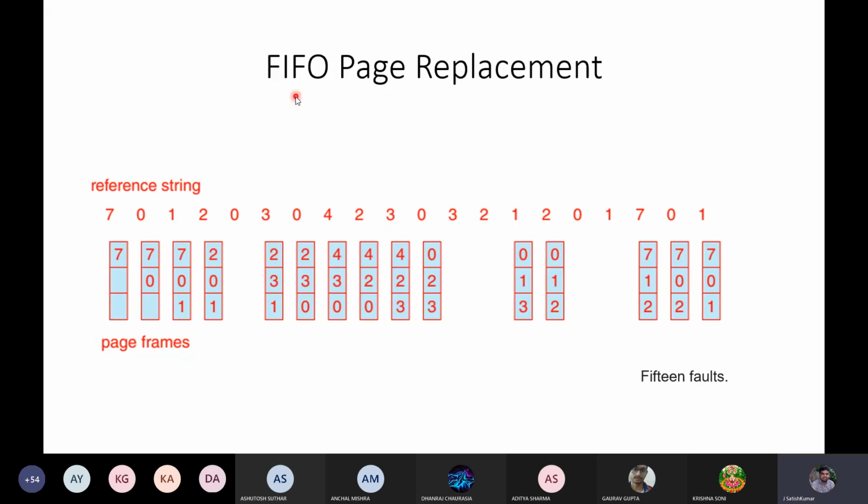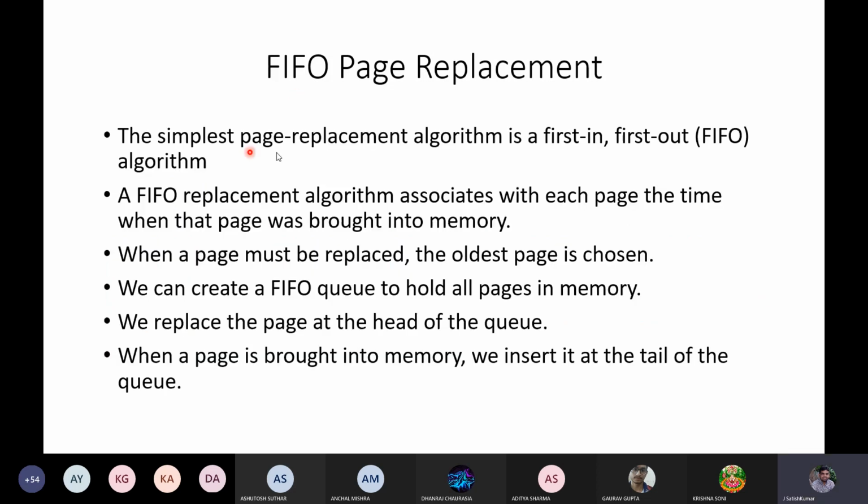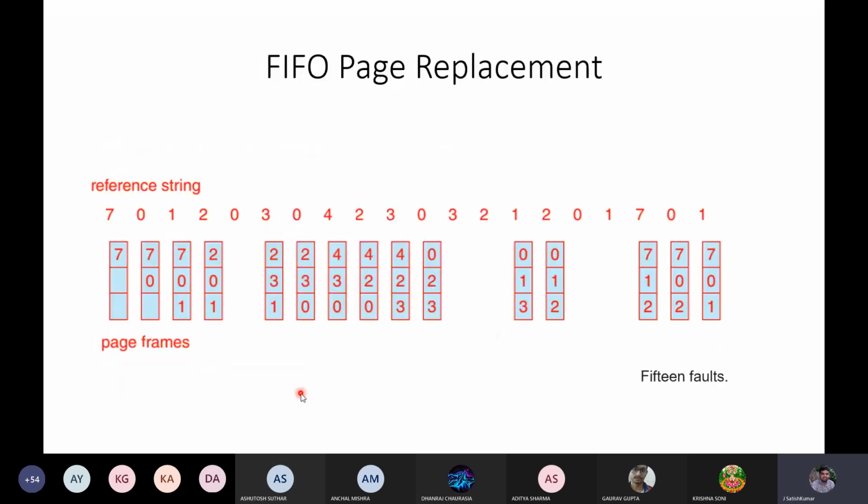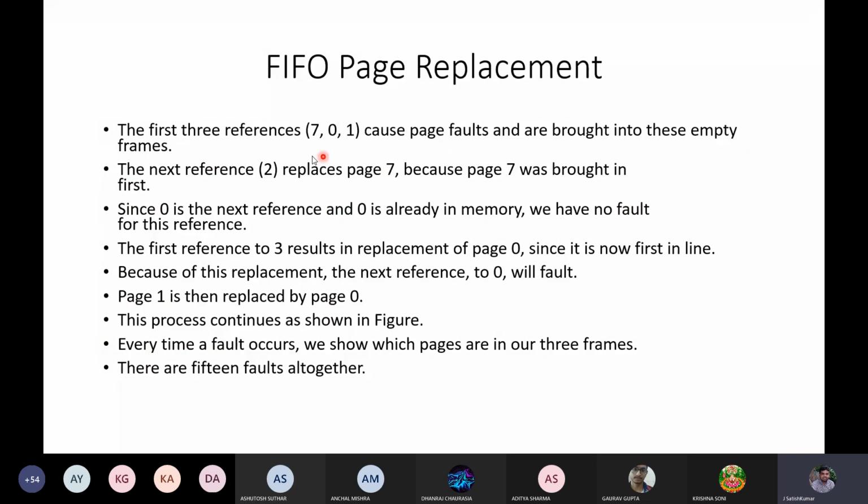Okay, so that's how it happens. FIFO is the simplest page replacement algorithm, first in, first out. Each time a page is brought into the memory, a page fault occurs. When a page is replaced, the oldest page is chosen. We create a FIFO queue holding all the pages in memory. We replace the head of the queue and we insert at the tail. So in this example, I discussed that 7, 0, 1 cause page faults because there are empty frames. They are brought into the memory.